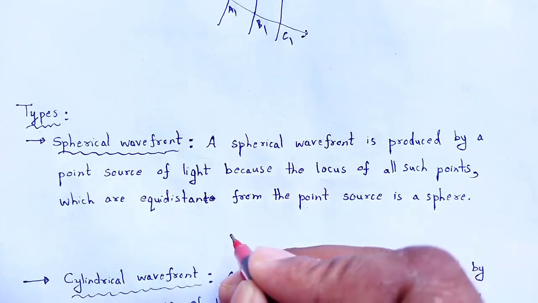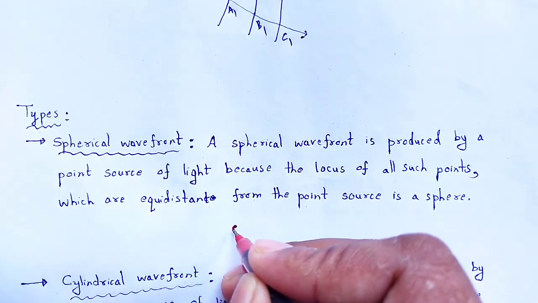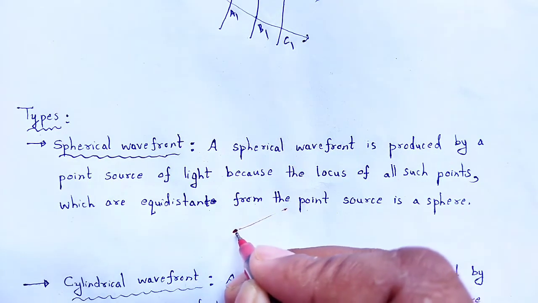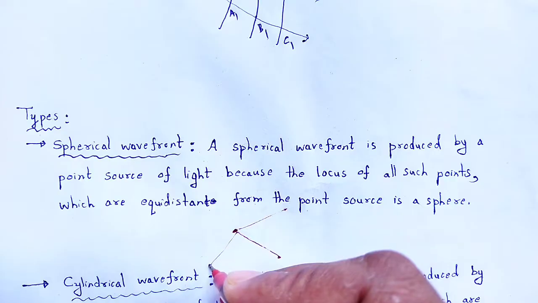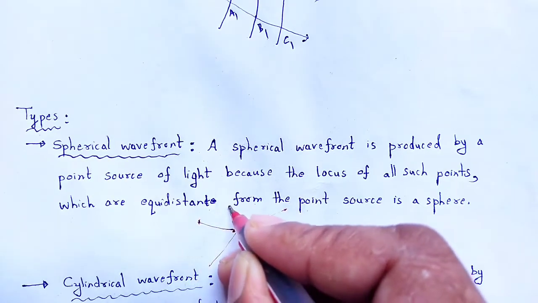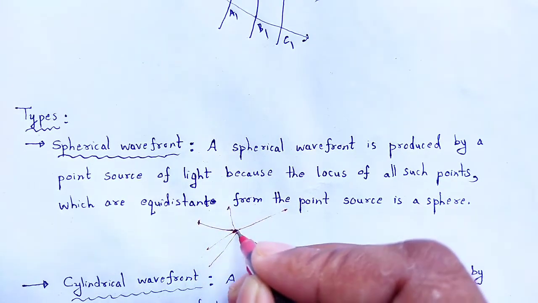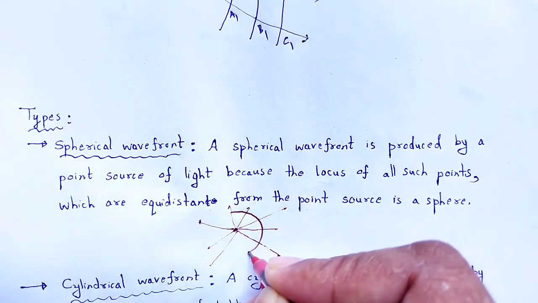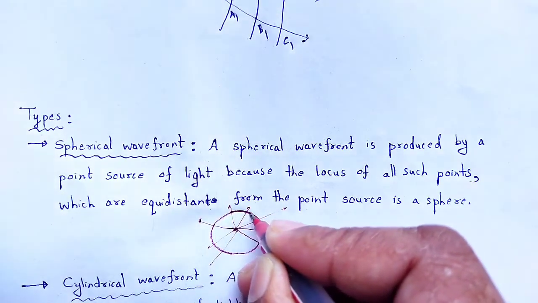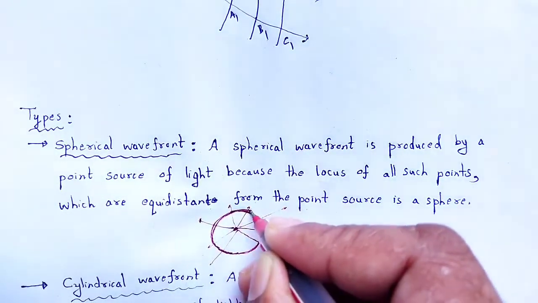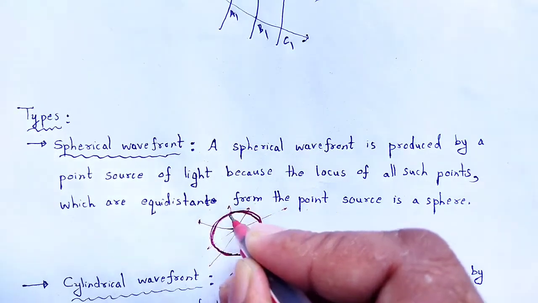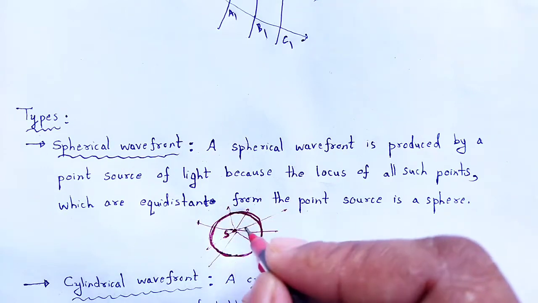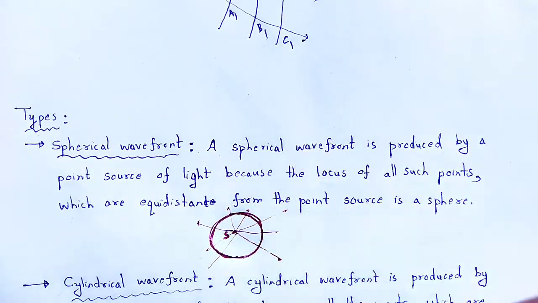Look here, that be the point, light emitted from that point. So, the locus of such points, imagine it in 3D, from the source of the light, that wavefront is the spherical wavefront.